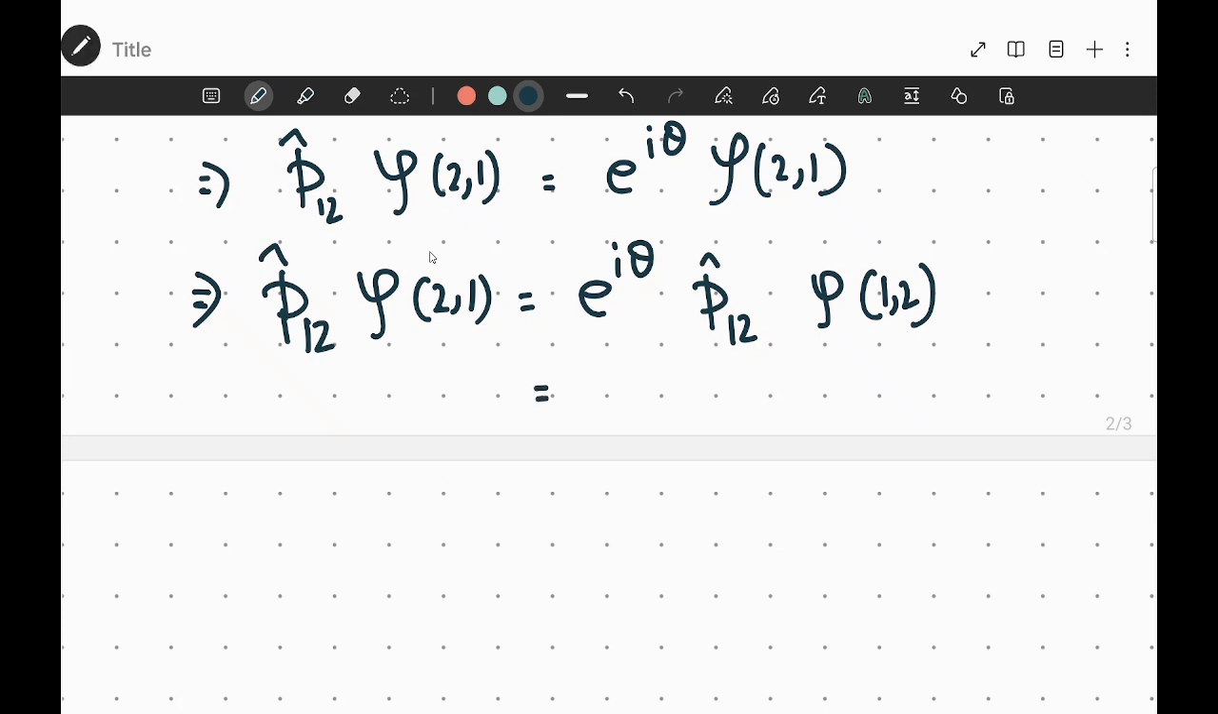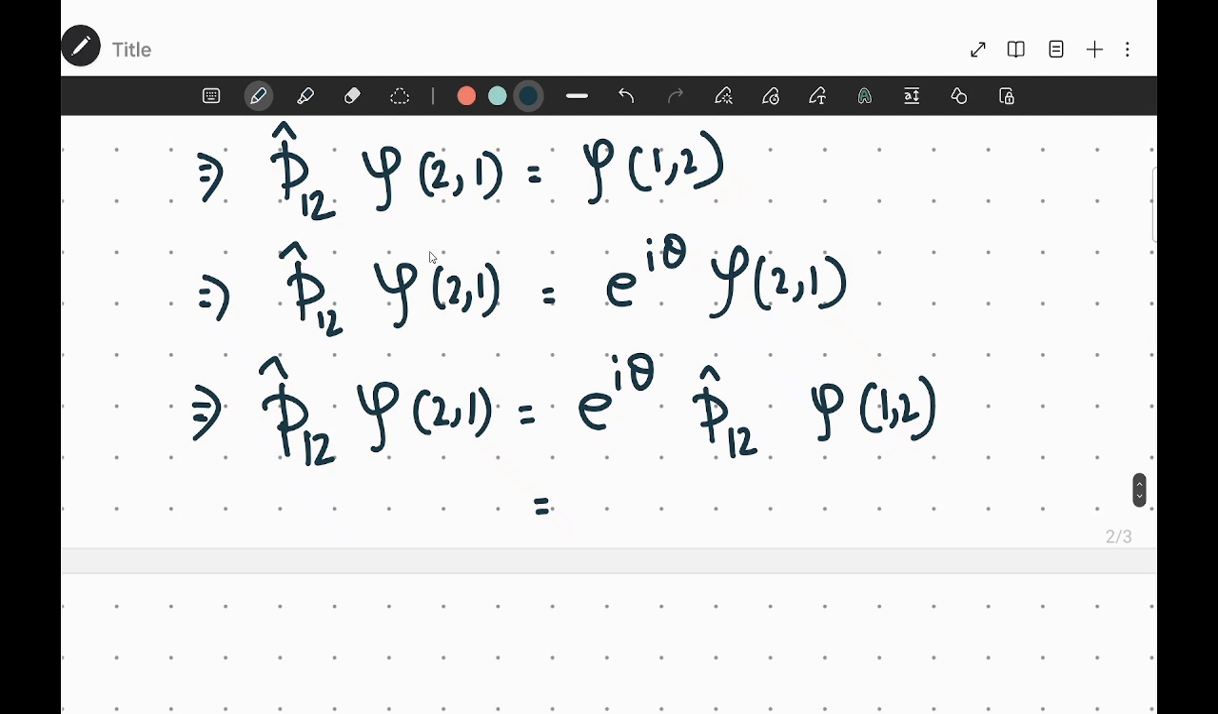So it is what we have already written. This I want to again write as e to the power i theta, psi 1, 2. So e to the power 2 i theta, psi 1, 2. Check it. Is it correct or not? Yes. Okay. Or you can ignore this step. Directly you can write. This is trivial.